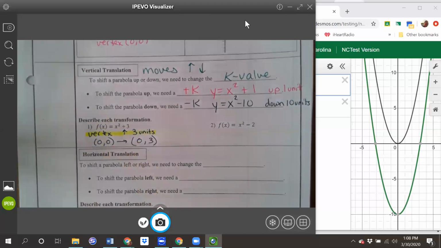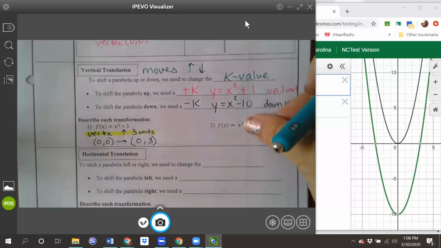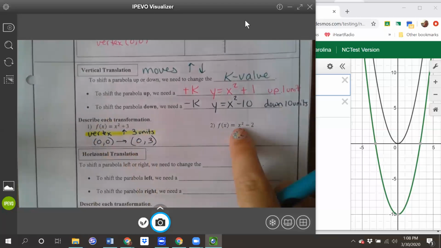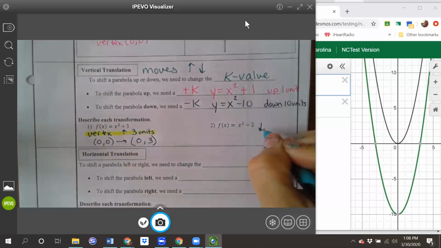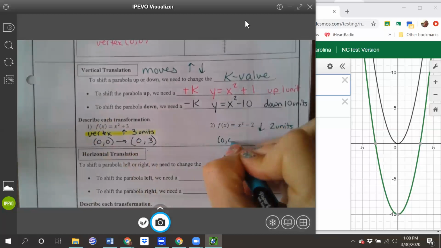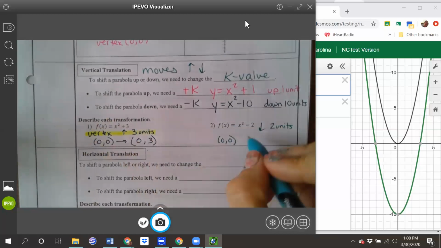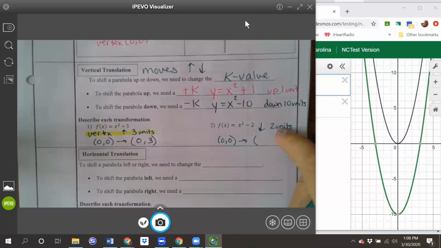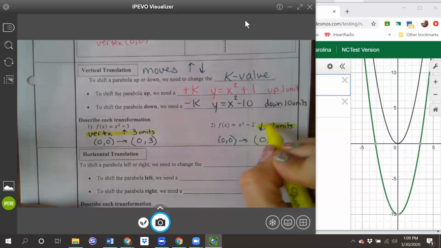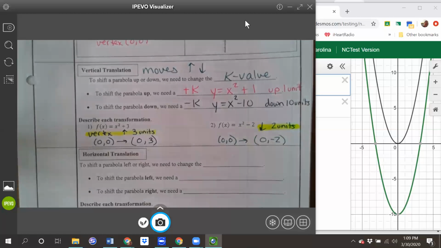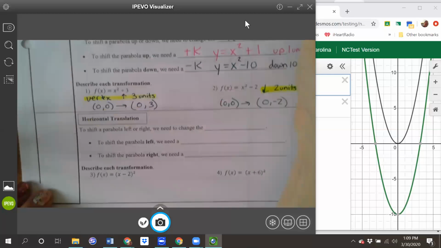All right, let's look at the next one. x squared is the parent function, and then we're going to subtract 2. So we are taking the vertex and moving it down 2 units. The vertex started at (0, 0) for the parent, and then we are moving that downwards in the y direction, which means our new vertex is at (0, -2). The transformation is down 2 units. So that is a vertical translation.